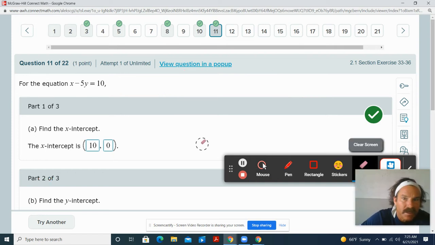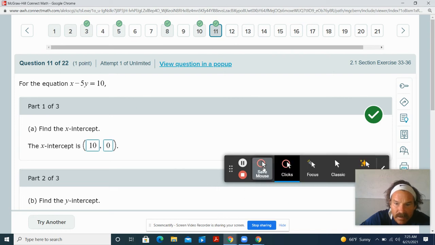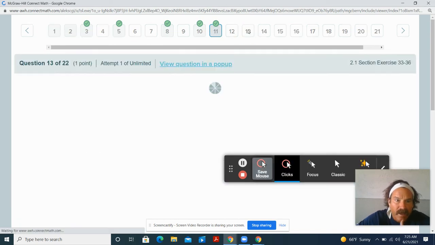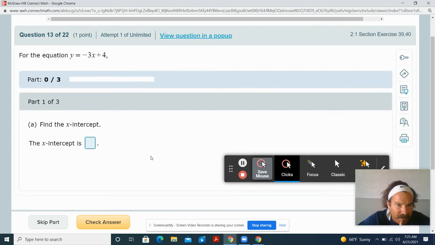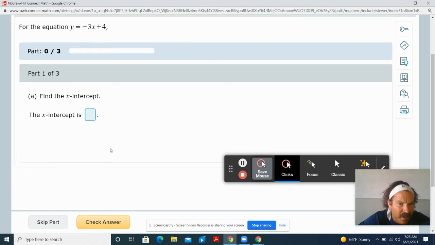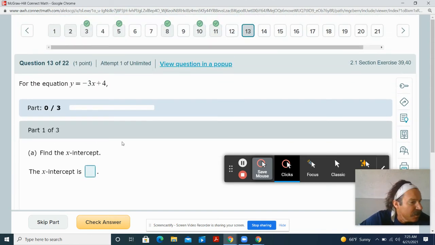Okay, that was 11. Let's see what 13 is all about. Okay, same thing. It asks you to find the x-intercept, find the y-intercept, and graph. So I'm going to skip 13.